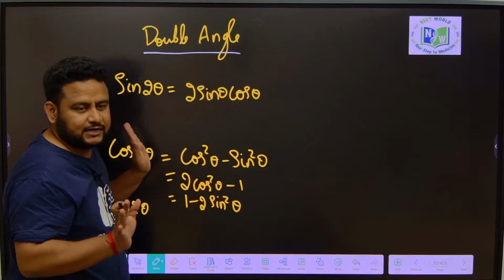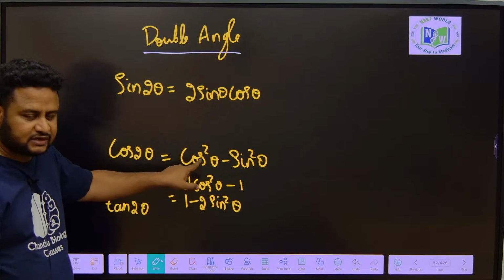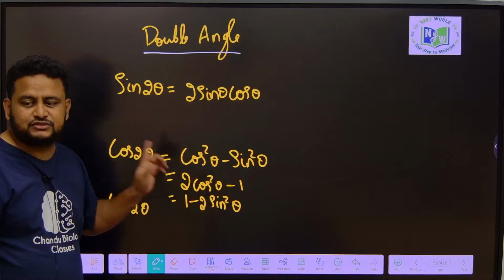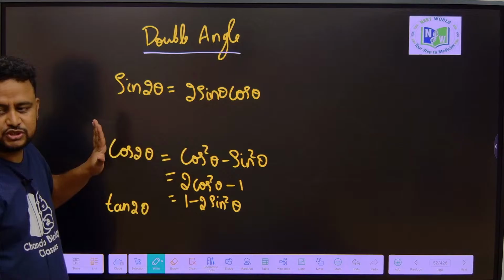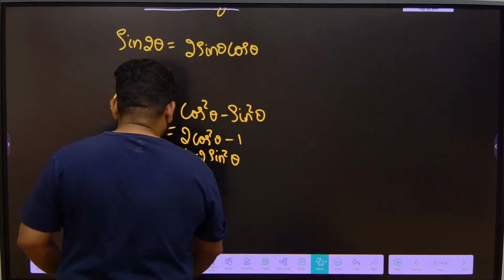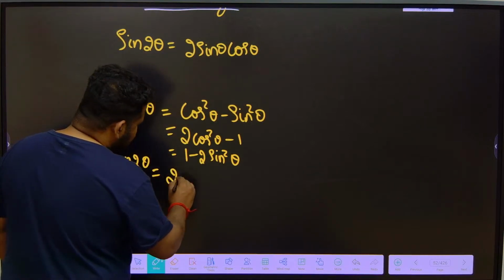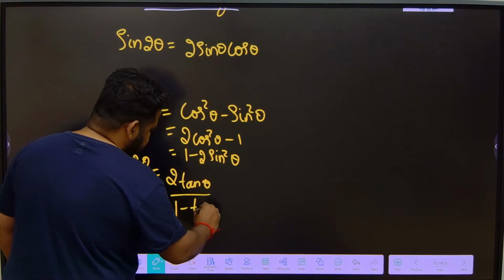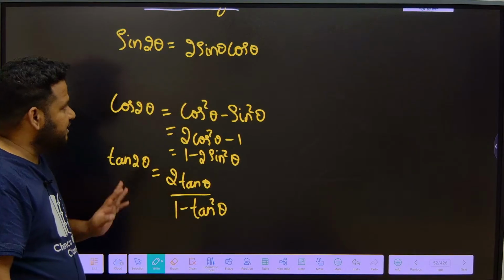All 3 are important. That is, cos 2 theta is equal to cos square theta minus sin square theta, 2 cos square theta minus 1, 1 minus 2 sin square theta. Each and every one is equal to cos 2 theta. Now, when I talk about tan, see here, tan 2 theta is equal to 2 tan theta by 1 minus tan square theta.